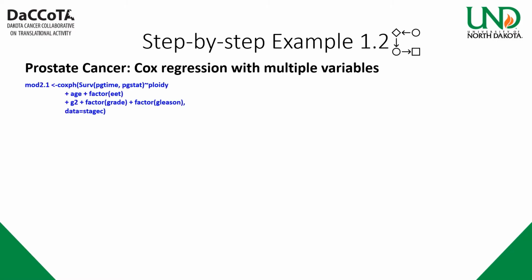Well, we can do the same sort of thing. We're going to call this 2.1, Cox proportional hazards, same sort of setup, but then we have ploidy, and then all our other variables, age. We're going to have this EET. We're going to make sure it's a factor. So as grade, G2, and factor this Gleason. Don't worry too much about the variables. We'll just go with it.